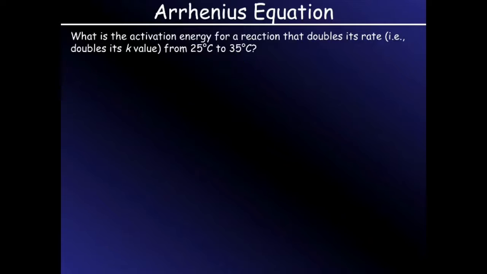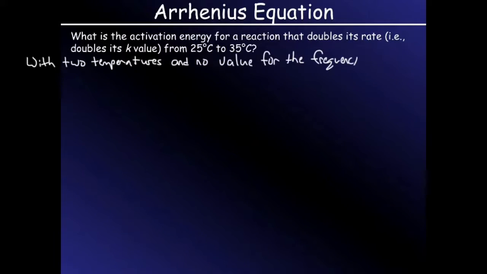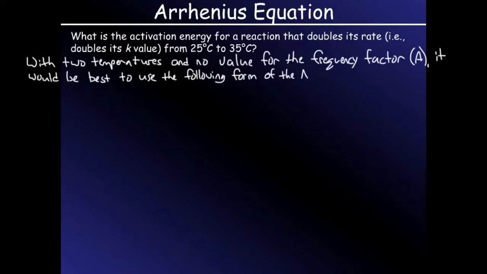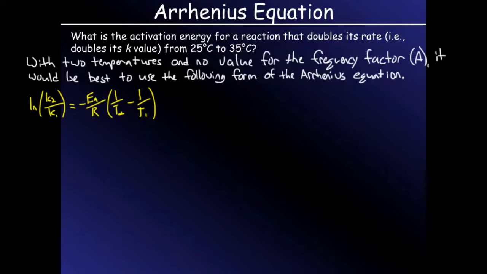This is only true if the activation energy has a particular value, and that is what we are asked to calculate. So with two temperatures and no value for the frequency factor, it just makes sense to use the most recent form of the Arrhenius equation that we introduced. Natural log of K2 over K1 equals negative EA over R multiplied by 1 over T2 minus 1 over T1.